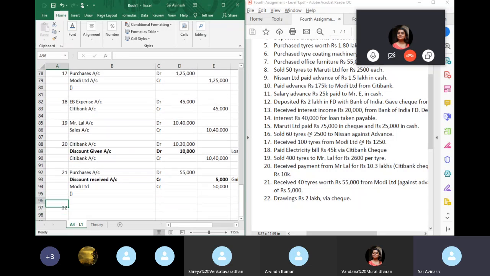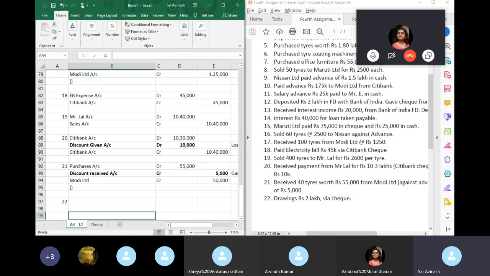And the last transaction is drawings. For those of you who don't know what drawings are, let's say that you are the owner of the business and you're doing business and say you need some money to spend, not for the business. The owner needs some money, so the owner will take some money from the business. That's the idea behind the concept of drawings. Now look at it from the business's point of view. The business has money. The business is giving money to the owner, right?